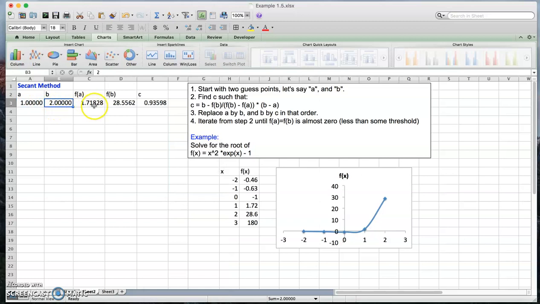Now I have to calculate f of A, because to calculate C, I need to know f of A and f of B. So here's f of A. I type this equation in terms of the cell address for A, which is A3. So you see it's A3 to the second power times exponential of A3 minus 1. Alright, so here's f of A. Hit enter. How about f of B?